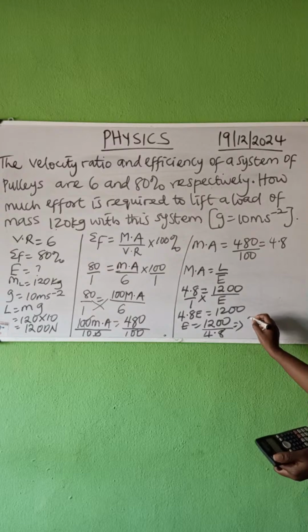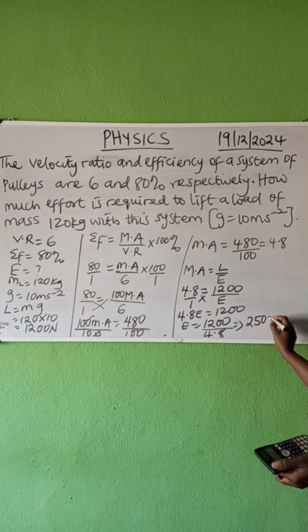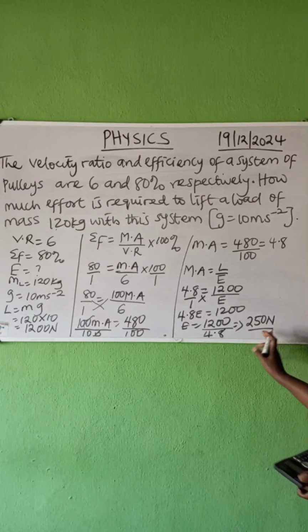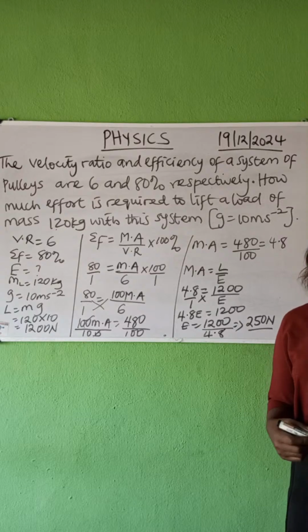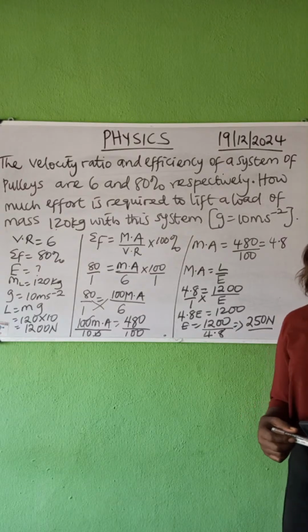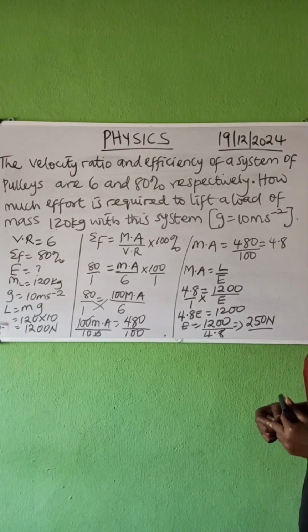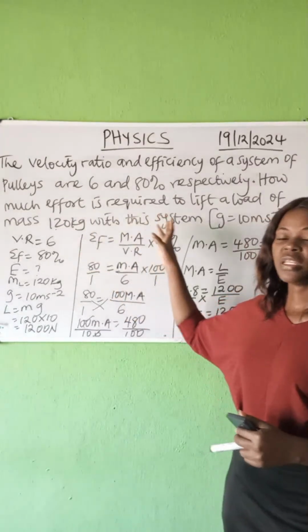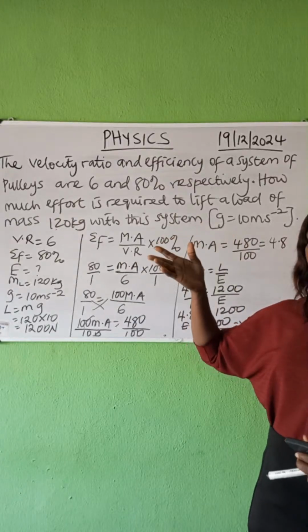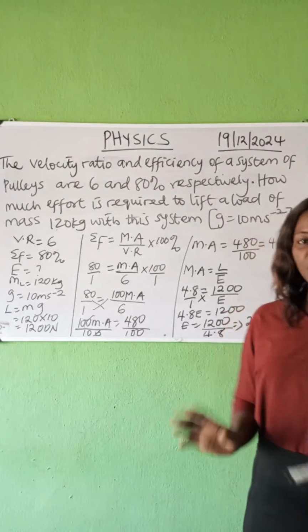Now my answer becomes 250 Newton. I hope you understand that. So if you have this type of question, you must note that the number of pulleys in a pulley system is equal to the velocity ratio. So once you are given that, you just state that as a velocity ratio. In this question, we are given this as the number of pulleys, so that automatically becomes the velocity ratio.